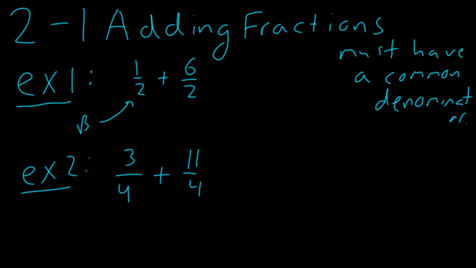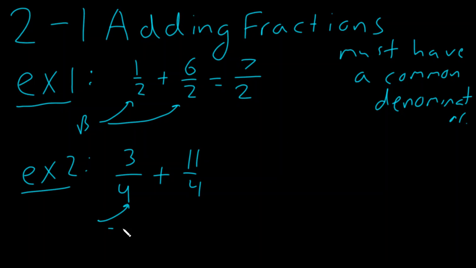So, right here, you'll notice that the bottom of each fraction here is the same. And so, all we do is add the tops. 1 plus 6 is 7 over. And check it out. The bottom never changes. Okay? So, when adding fractions, you get a common denominator and you add the top. Easy. Okay, let's look at example 2.